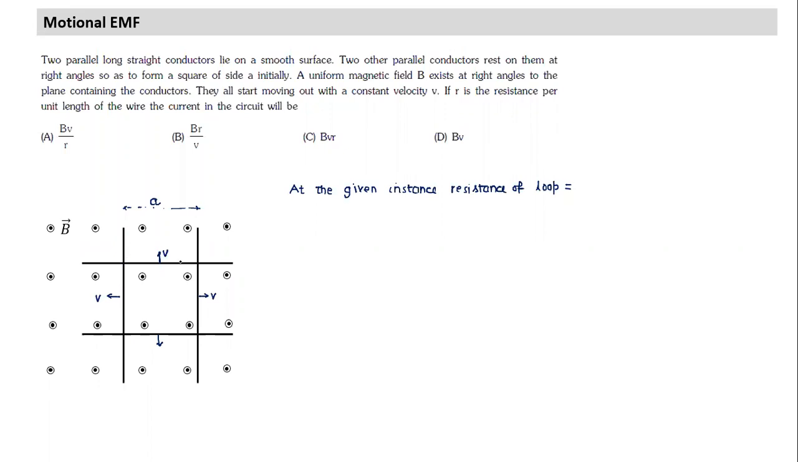So the current will follow the entire loop. This is how the current loop is formed. Since R is the resistance per unit length, the resistance will be equal to R times the length of the loop, which is 4A. So the resistance is 4AR. Now, how would I calculate the EMF here? Do you have an idea how to calculate EMF in this loop?